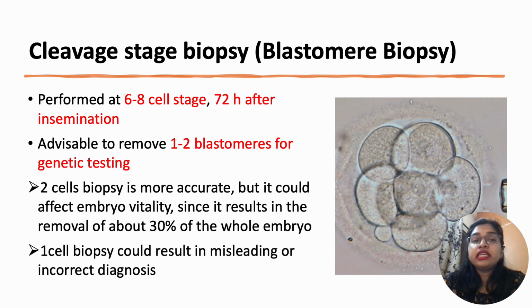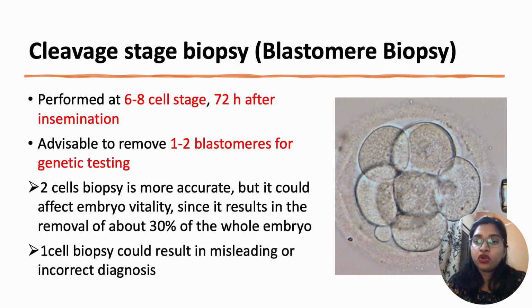Next comes cleavage stage biopsy, which is also known as blastomere biopsy. It is performed at the 6 to 8 cell stage, around 72 hours after insemination. It is advisable to remove 1 to 2 blastomeres for genetic testing. So on day 3, the cleavage stage, 6 to 8 cell stage, we can remove 1 to 2 blastomeres out of 8 cells. But the problem is, everywhere it is written we can take 1 to 2 blastomeres for genetic testing. But what should we take?